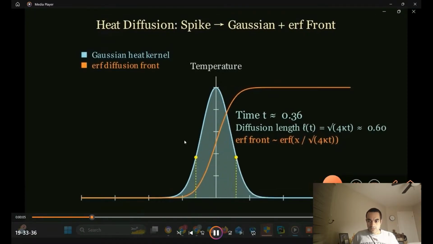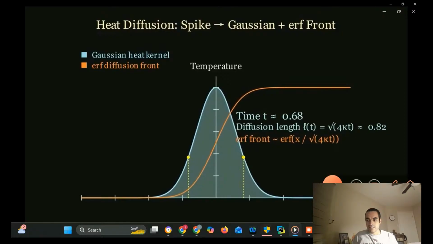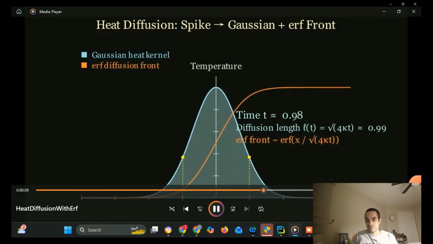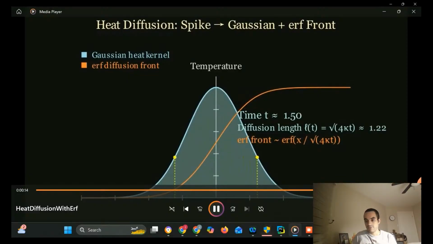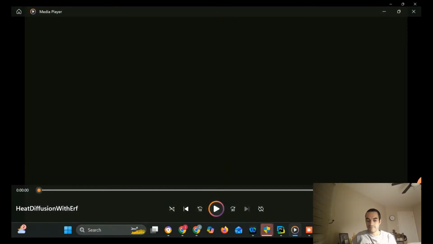So we have the square root of 4 kappa t, all right, is the diffusion length. That's a formula. It's an interesting formula. You can calculate interesting things about the heat diffusion from the heat equation.